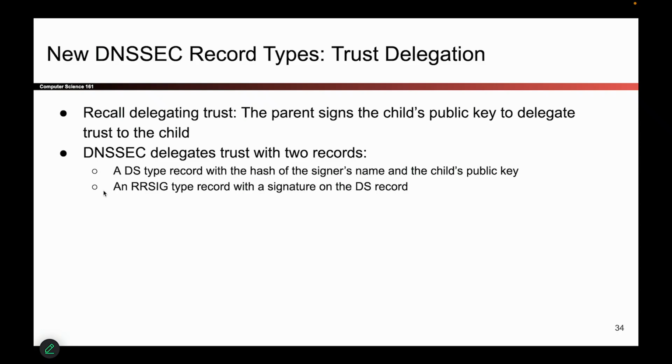And one little footnote, at the risk of getting too in the weeds, is that this DS record does hash the signer's name and the child's public key. So it doesn't give you exactly what their public key is. It gives you a hash of their public key. I actually don't know why they do this. My guess is that it takes longer data and makes it shorter, but not an important detail that you have to know. Just know that these 2 records together form a certificate.